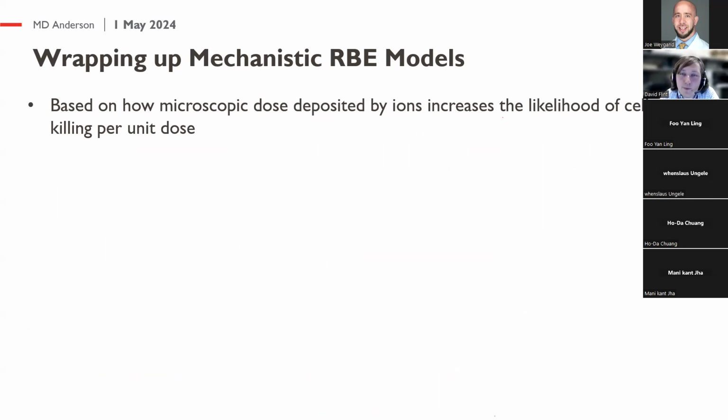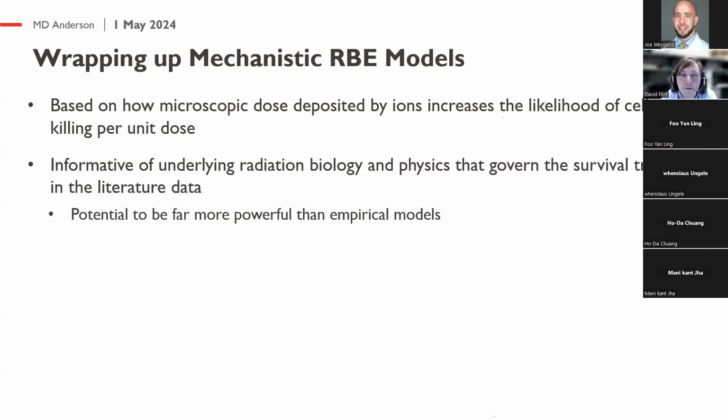All right, so just to wrap up these mechanistic models, the basic idea behind them is they try to describe how microscopic dose deposited by ions increases the likelihood of inducing cell death per unit dose. The main attraction of these models is that they're informative of the underlying radiation biology. Since they try to describe these changes in RBE as a function of the actual physical mechanisms, the accuracy of the predictions we get from them is informative about the degree to which these radiation biology trends are true.